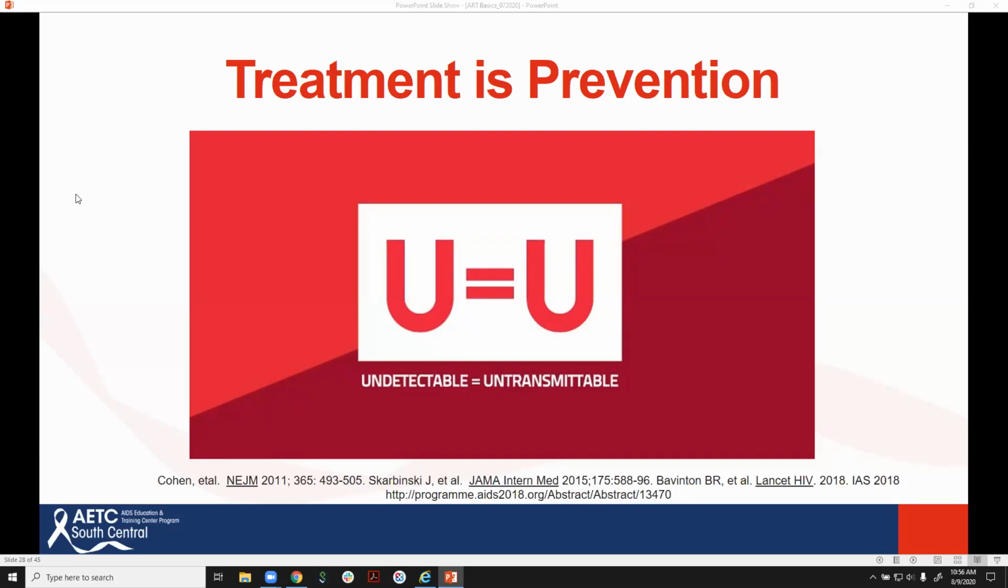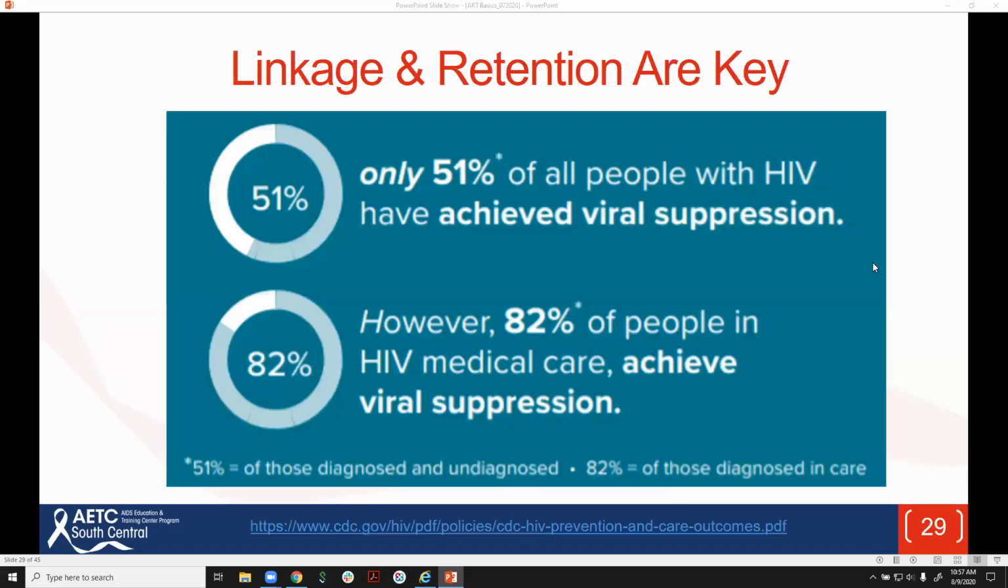And that's where the CDC campaign, U equals U, undetectable equals untransmittable, came from. It is evidence informed and very, very important to ensure that we pass this important information on to our patients and our colleagues, because it can really help reduce stigma, reduce the stress with their partners, and is another great public health benefit.